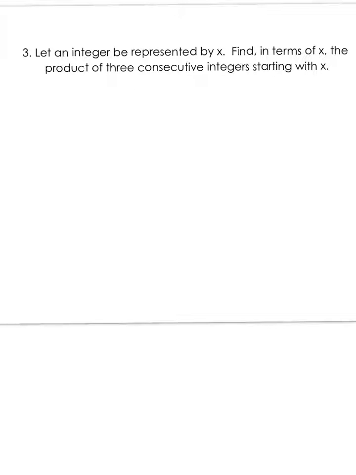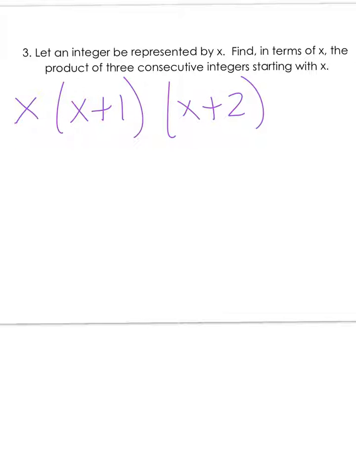Number 3, let an integer be represented by x. Find, in terms of x, the product of 3 consecutive integers starting with x. Well, I know if I start with x, say that's any integer, I know the next highest integer will be x plus 1, and after that will be x plus 2. And those will be consecutive integers for any integer I decide to plug in for x. Now I just need to go ahead and multiply them together.